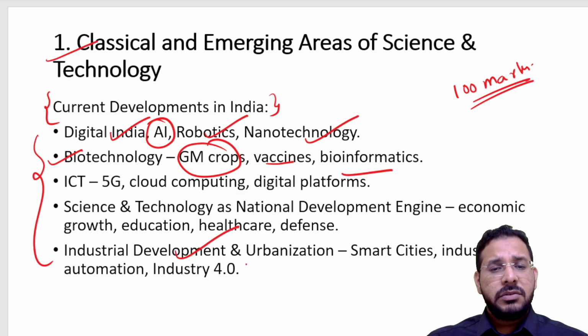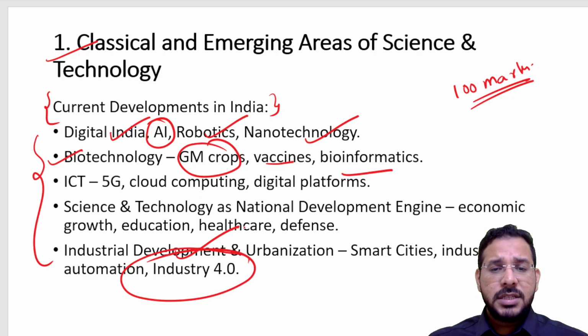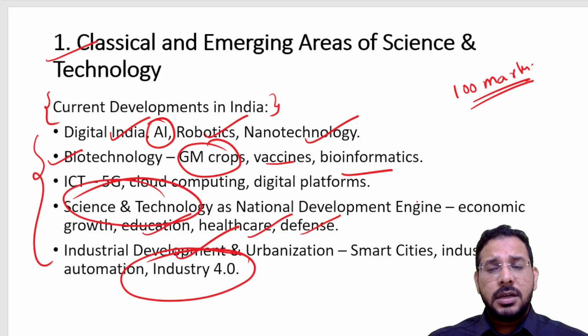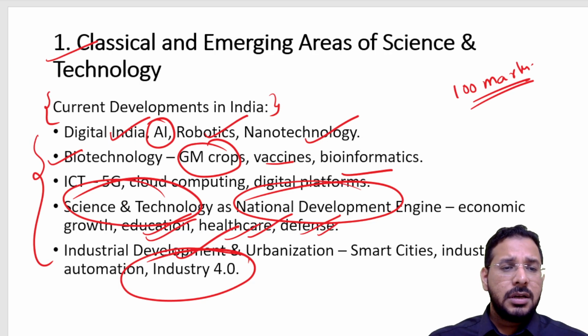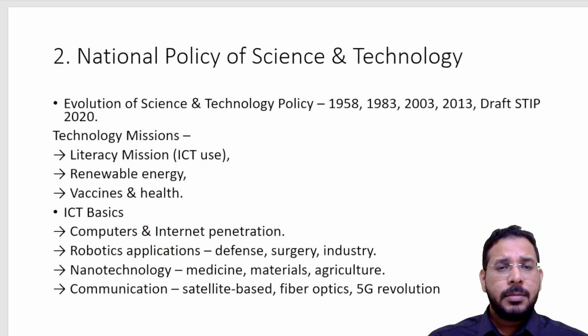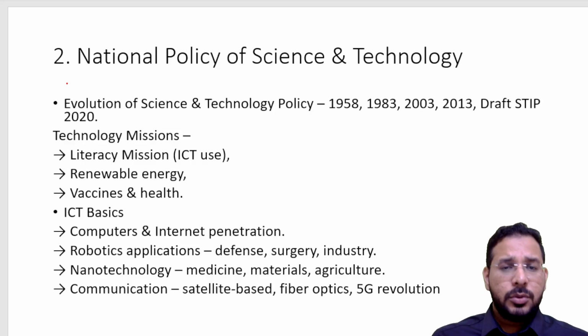We have Industrial Revolution 4.0. We have different policies based on science and technology for education, healthcare, defense, etc. So how S&T is helping in national development in education, health, defense, etc. What is ICT, 5G, cloud computing, edge computing, all this IT-based information you also have to study, which is important for both Group 1 and Group 2.